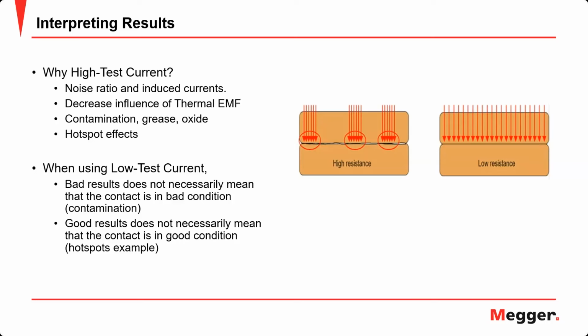About this thermal EMF, there is another method for eliminating it. You can perform the test one time, then reverse the polarity and repeat it again and take the average measurement. This will eliminate the effect of thermal EMF on your reading.